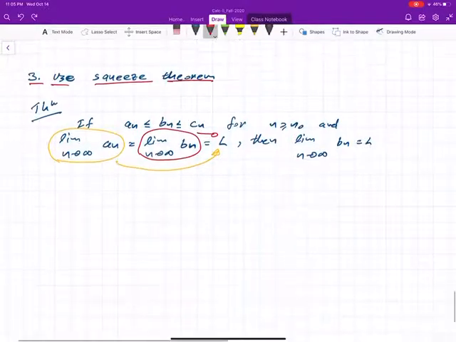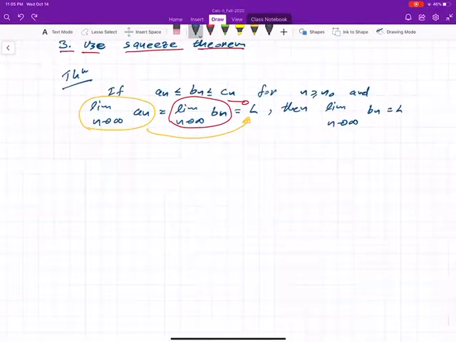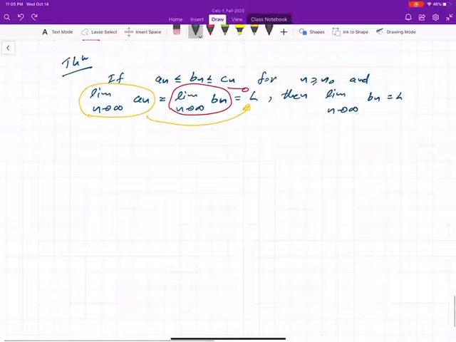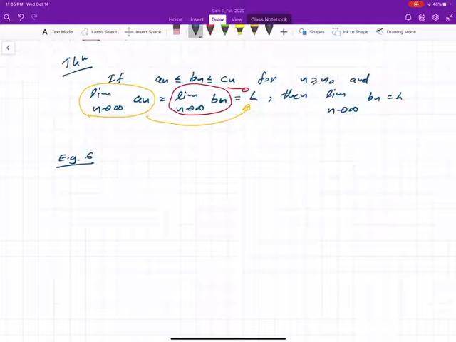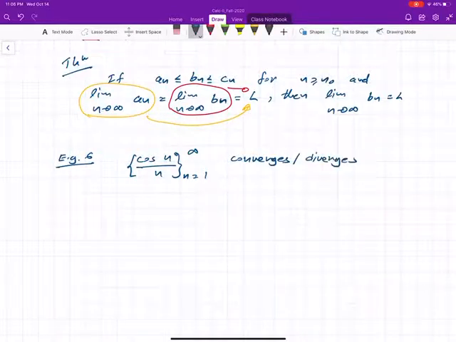All right, let's go to examples. This is example number 6. You have to consider this sequence cos n over n, n goes from 1 to infinity. You have to check whether this converges or diverges.